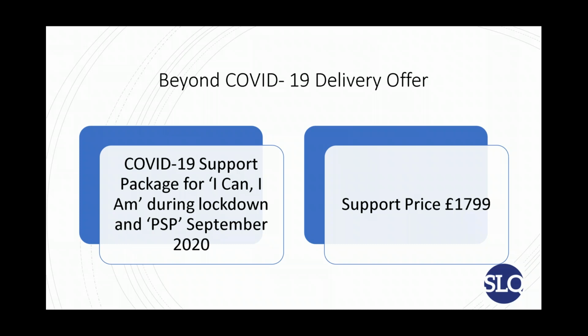So in terms of how this will work, along with the COVID-19 support package, you can do a combined package of the I Can I Am and the Personal Skills Programme, which will last you through until a full academic year, so it'll last you through until July 2021, and we're giving a reduced price for this of £1,799, and that will be for as many students as you want, doing as many of the awards and as many of the I Can I Am package as you want for students, for that reduced price of £1,799.